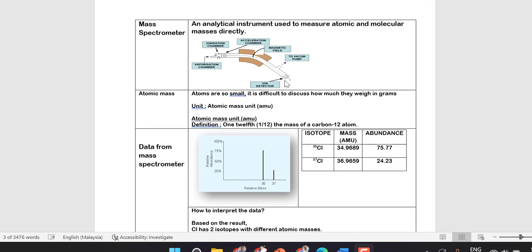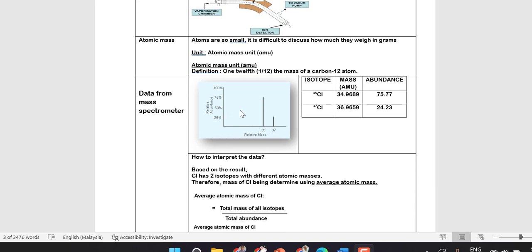Okay, so from the mass spectrometer, for example chlorine, if I put it here, it will be deflected and then the ions will be detected. So the mass spectrometer will give this data. Mass spectrometer dia akan bagi satu graph, the data of relative abundances against relative mass. Okay, relative abundances or maybe relative intensity, against relative mass. So how to interpret the data?